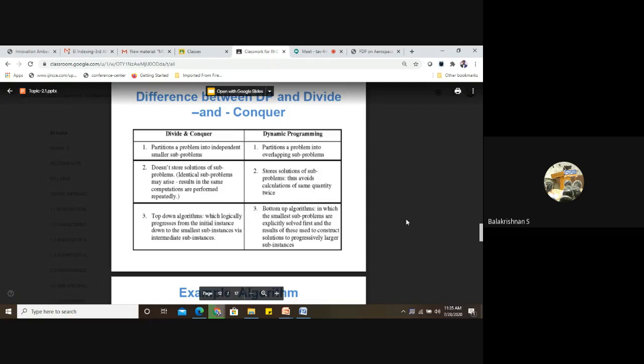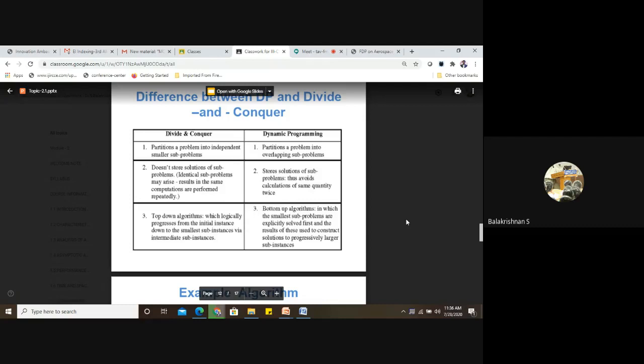The second important difference: divide and conquer doesn't store the solutions of subproblems. So identical problems may arise, and the same computations are performed repeatedly. We are using backtracking with the help of that. The second advantage of dynamic programming is that it stores the solutions of subproblems, so that it avoids calculating the same quantity twice.